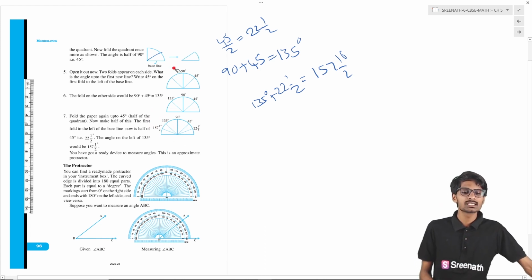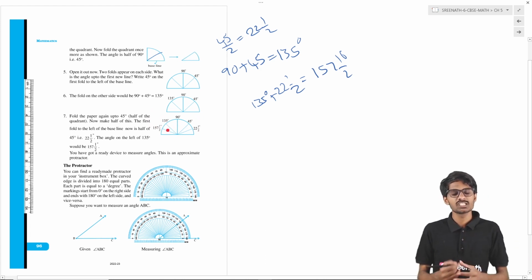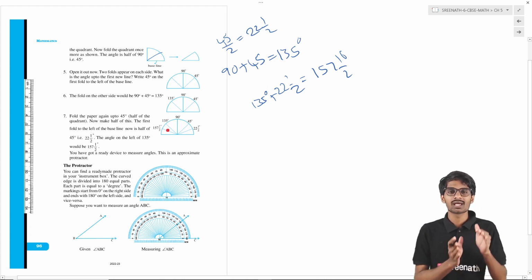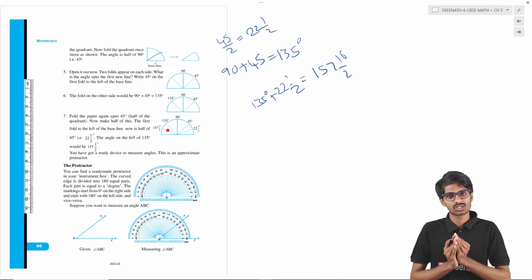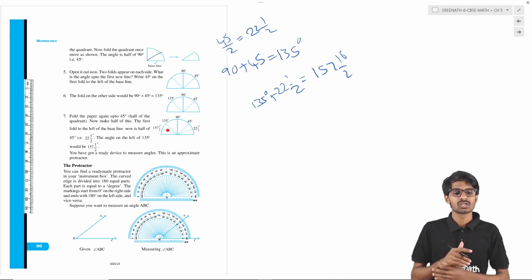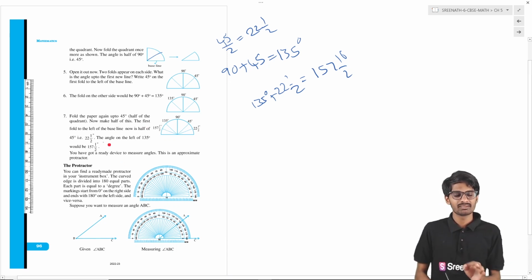By using this type of measurement, you can clearly measure the angles precisely. You can also use the ready-made device, that is nothing but a protractor. So a protractor is like that. It is like a semicircle.